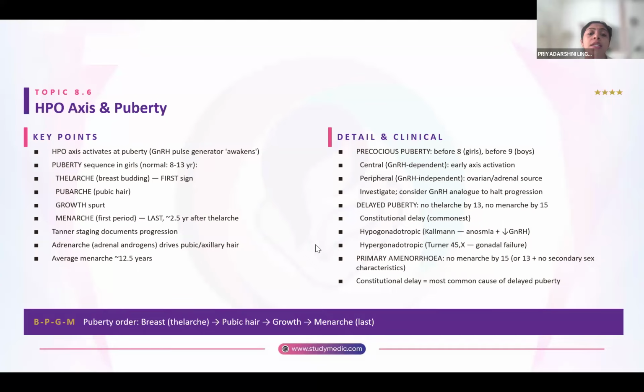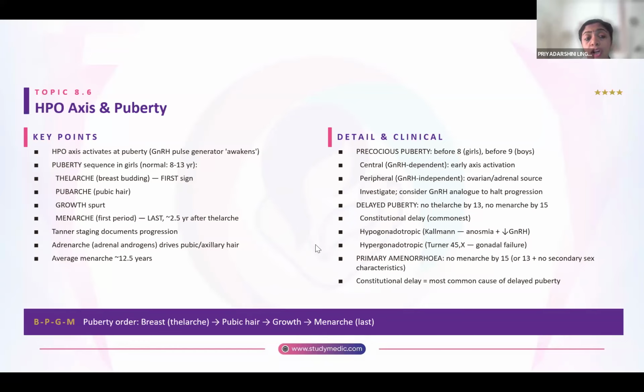Now, menarche is generally seen 2 years after the onset of thelarche. So, for example, a girl gets breast budding at around 10 years. You can expect menarche somewhere around 12 to 13 years. This is the sequence of puberty. And how do you monitor the development of puberty? It is via a staging called Tanner staging. The Tanner staging gives a detailed documentation and also the progression of all the changes that you can see in these young children.